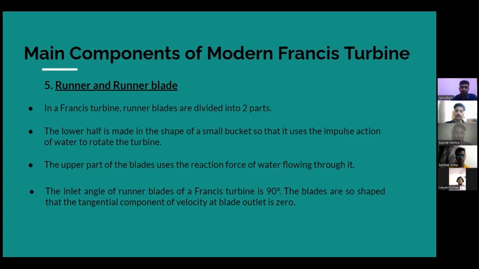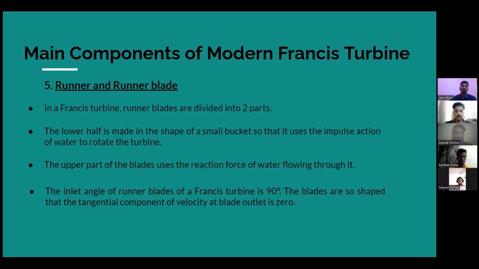Now, runner and runner blade. Basically, runner blades are the heart of any Francis turbine. These are the centers where the fluid strikes and the tangential force of the impact causes the shaft of the turbine to rotate, producing torque. Close attention to the design of blade angles at inlet and outlet is necessary as they are major parameters affecting power production.